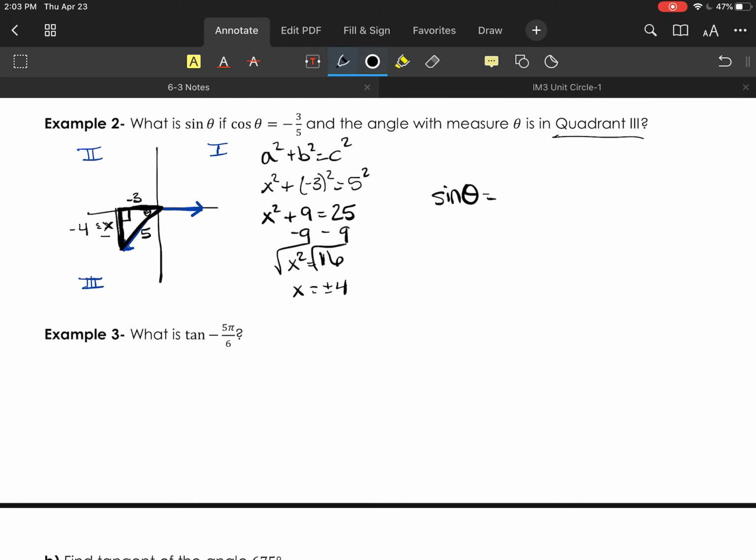In this case, I'm going to say sine of theta equals my opposite side over my hypotenuse. So -4 over 5. And that would be my answer. That's all you have to figure out. All it asked for was the sine. You don't have to do anything else.